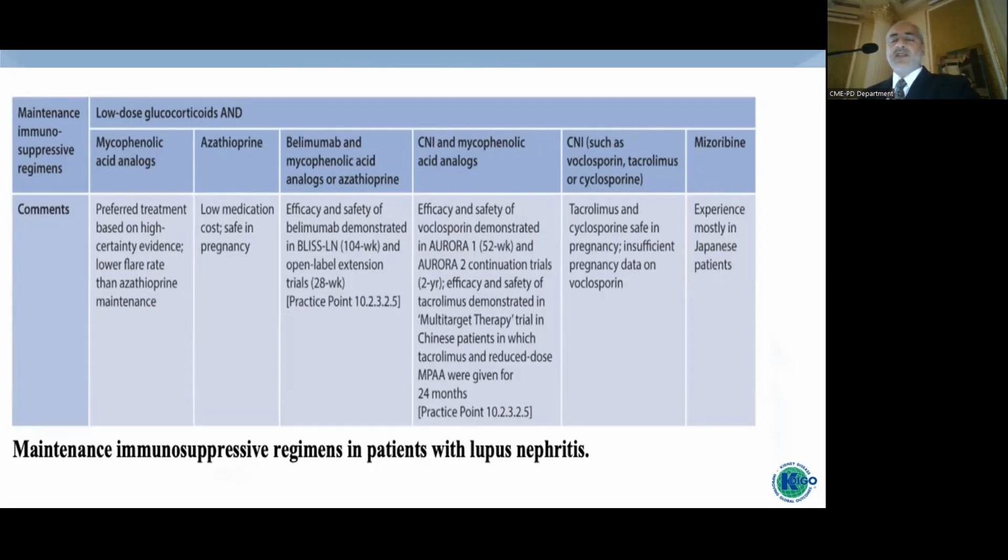And the newly introduced CNI, voclosporin, can also be used, but its safety in pregnancy is still questionable and it cannot be used in pregnancy. While tacrolimus and cyclosporin can be used safely in pregnancy for maintaining remission in patients with lupus nephritis. So different protocols for maintenance, but the most recommended protocol is MPA for a complete 36 months, and the steroid for the initial therapy together with 12 months from the maintenance period.